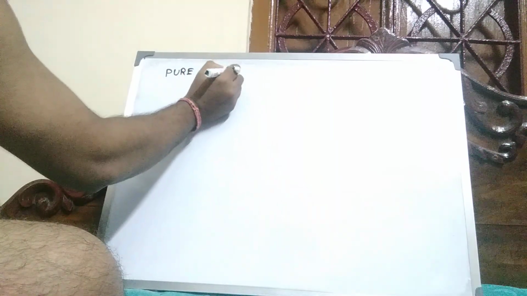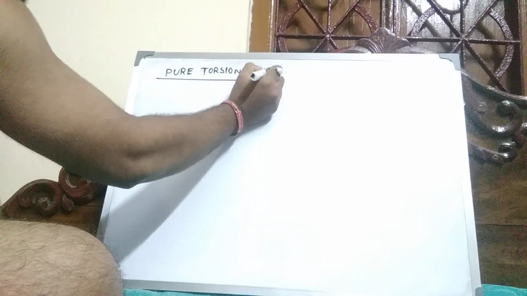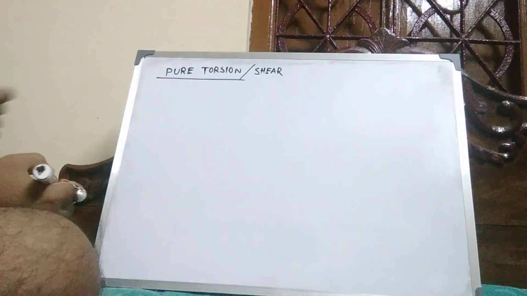Now the Mohr circle for pure shear or pure torsion. Pure torsion or pure shear. What is torsion?